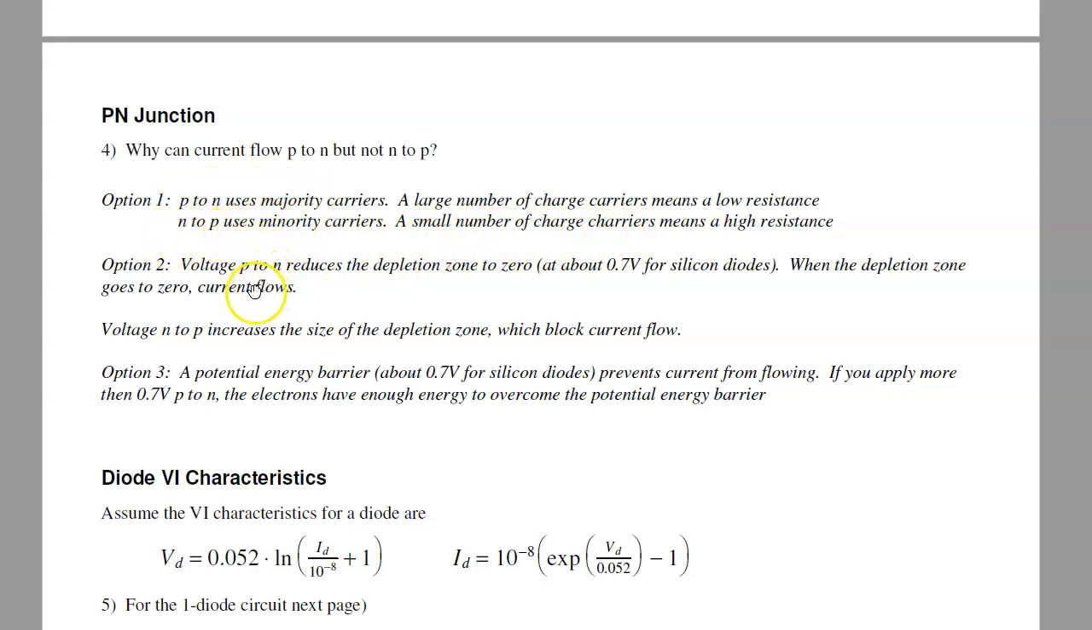A second way to explain it is there's a depletion zone in the diode. If I apply voltage P to N and I squeeze the depletion zone down to 0, which is about 0.7 volts for silicon, it conducts. The other way around, the depletion zone just gets bigger. A third explanation is there's a potential energy barrier, about 0.7 volts. If I give the electrons enough energy, say 0.7 volts, they can flow. Less than 0.7 volts, they don't have enough energy to overcome the potential energy barrier. Any of those are acceptable.